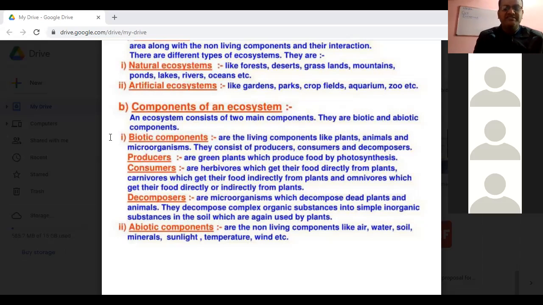So this is a further classification of the consumers. And the last component we discussed, decomposers, who feed on the dead and the decaying plants and animals. So this was about your biotic, the living component.